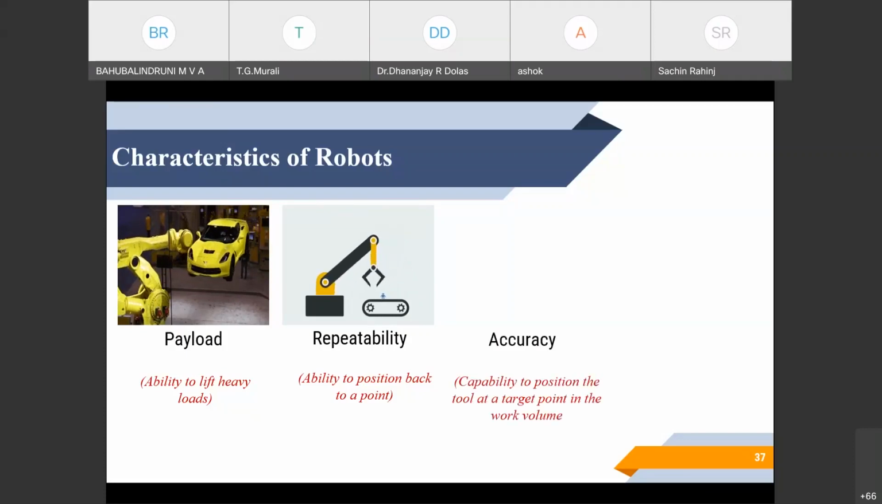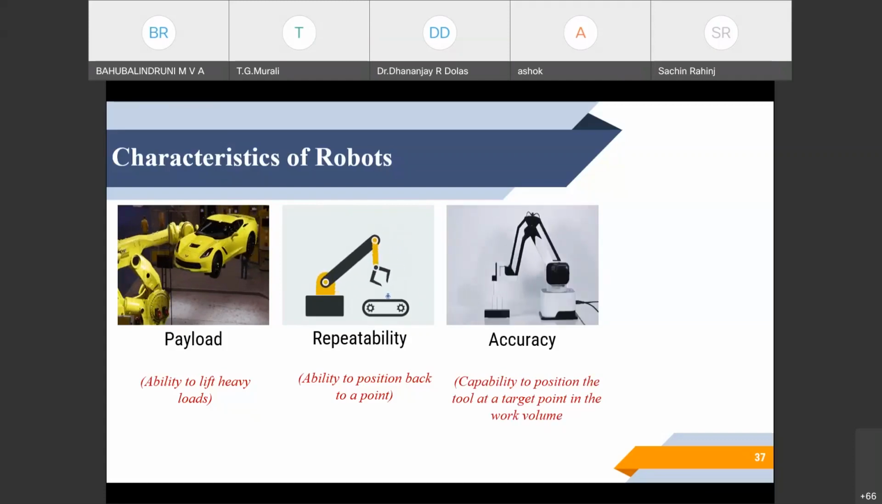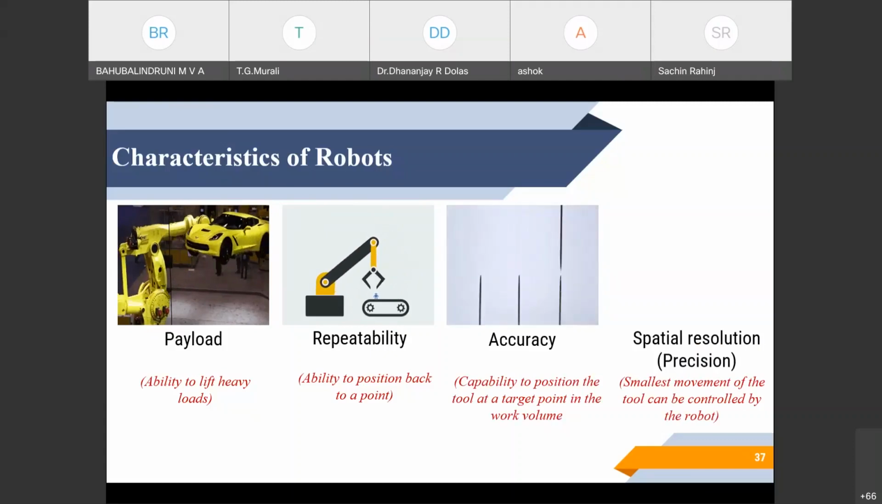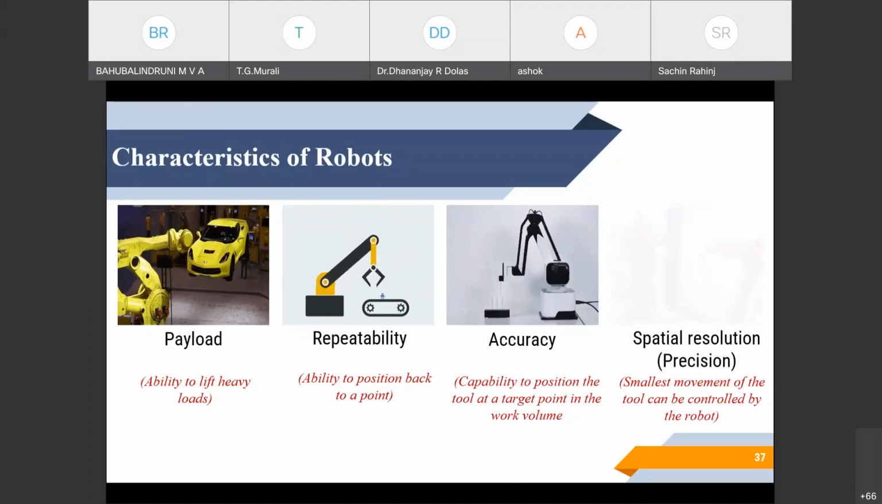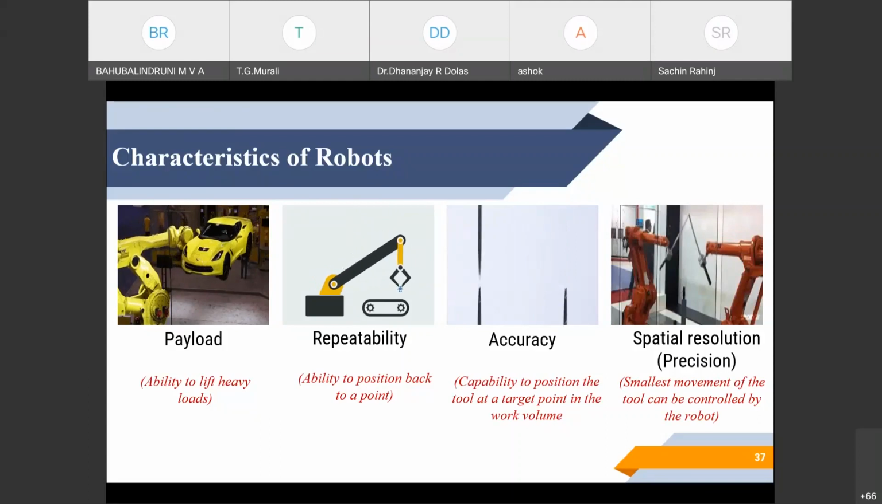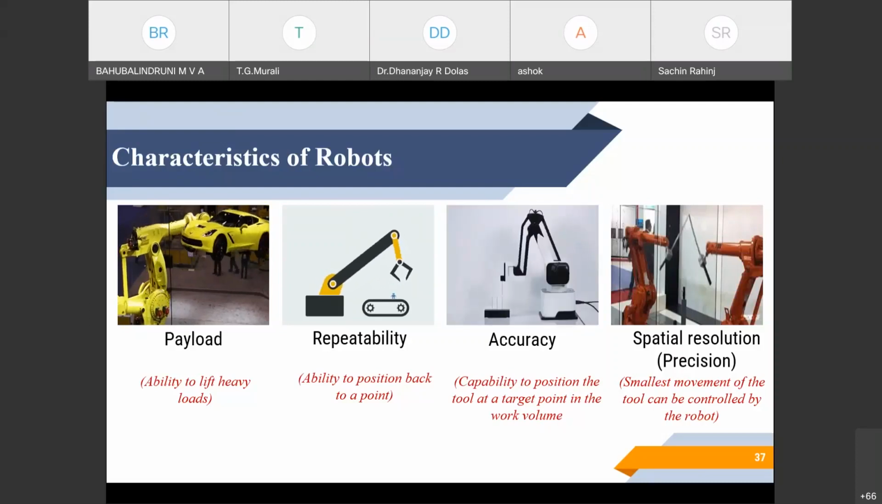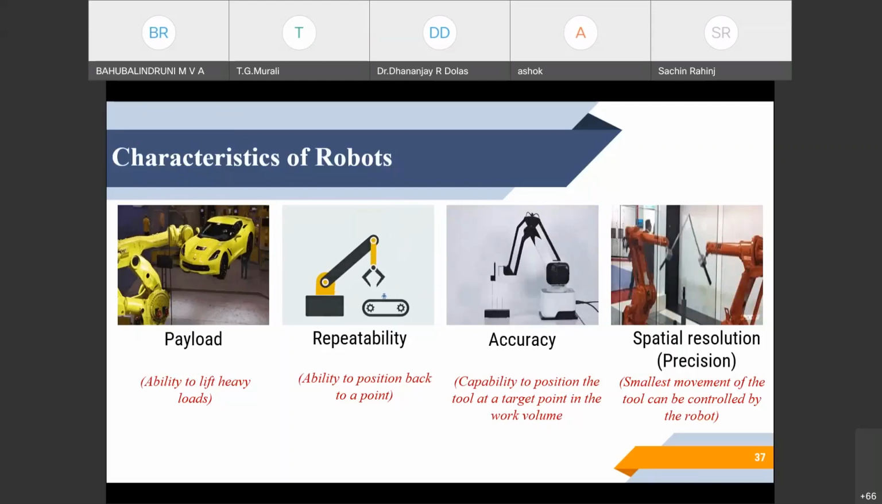The third thing is the accuracy. When you do precision manufacturing, accuracy plays a significant role, which is the capability to position the tool at a targeted point in the work volume. The fourth one is the spatial resolution. This is the smallest movement of the tool that can be controlled by the robot. Each robot is fitted with certain end effectors that we are going to cover in the forthcoming slides. Those end effectors can be grippers or tools. The smallest movement of the tool that can be controlled by the robot is defined as the spatial resolution, how precise the movement is.